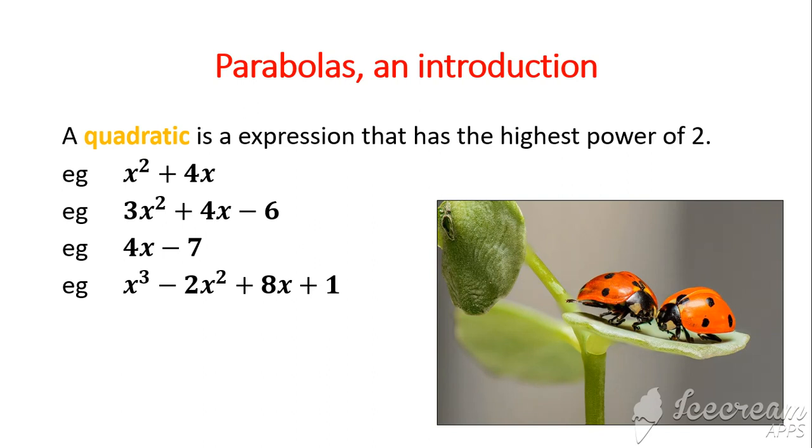A quadratic is an expression that has the highest power of 2. So first example here, that's a quadratic because x squared plus 4x has got an x squared. The second example, it's got a 3x squared. Doesn't matter if it's a 3x squared, it's still got an x squared. The third expression is not a quadratic. It's a linear function, by the way. It's mx plus c. Doesn't have an x squared in it. And our fourth example is not quadratic because even though it does have an x squared in it, the highest power is x to the power of 3. So not a quadratic.